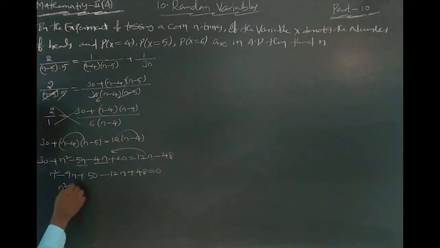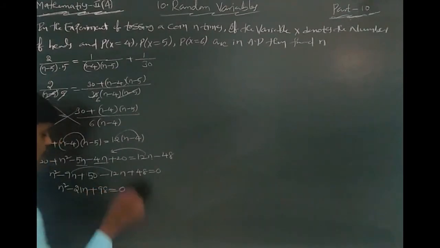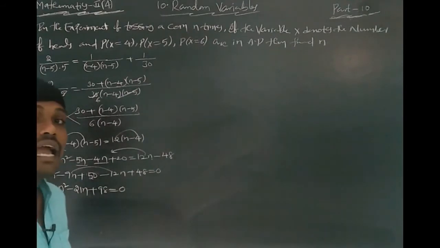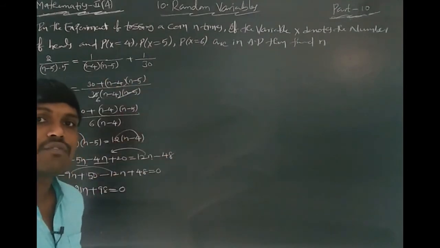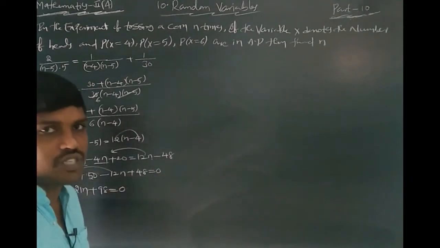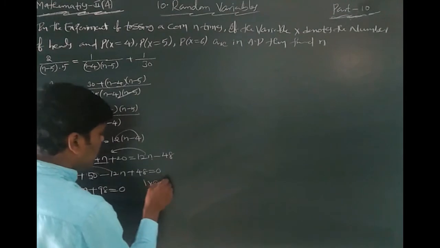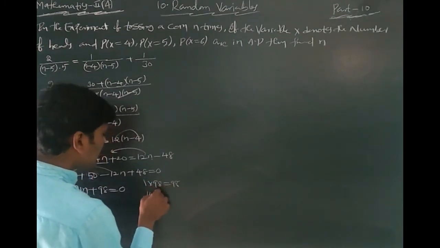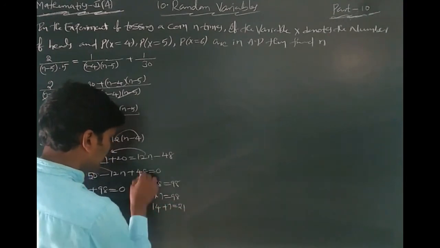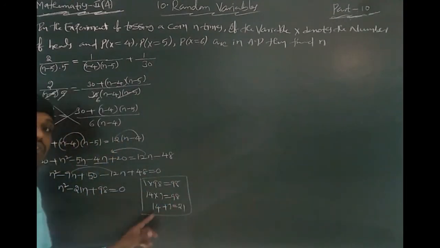After that, n square minus 9n and minus 12n, how much? Minus 21n, and 50 plus 48, you can write 98, is equal to how much? 0. This is a quadratic equation in terms of n, having two values. You can factorize this and find the solution. Here 1 into 98, how much? 98. 14 sevens are how much? 98. 14 plus 7 how much? 21. Here what are the roots? 14 comma 7.